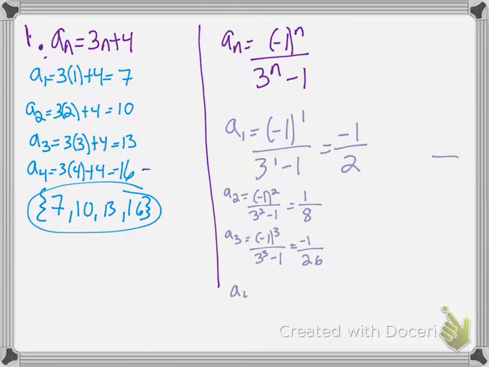Okay, a sub 4. Negative 1 to the fourth power over 3 to the fourth minus 1. Okay, negative 1 times negative 1 times negative 1 times negative 1. That's even, so it's a positive 1. And then over here we have 3 to the fourth power. So 27 times 3 is 81. 81 minus 1 is 80.